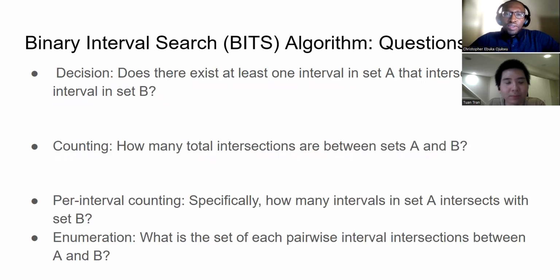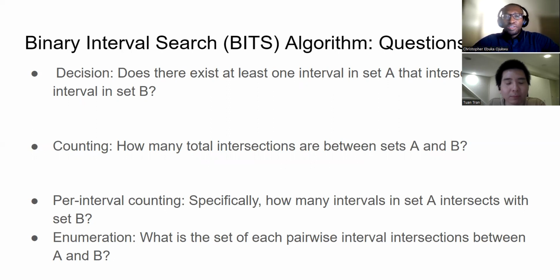The binary interval search algorithm asks very specific questions, and these questions help understand what the algorithm is doing. The first one is decision. When we look at two sets A and B, the first thing we need to do is decide if there is a match to begin with. When we decide there is a match, we can move on to the second one, which is to count the total number of intersections between the sets A and B.